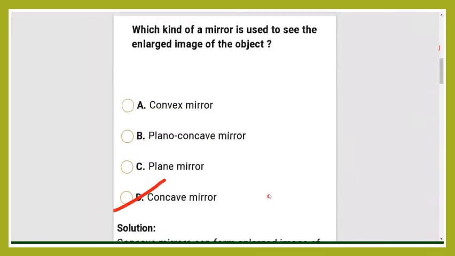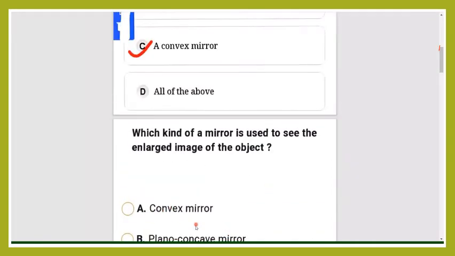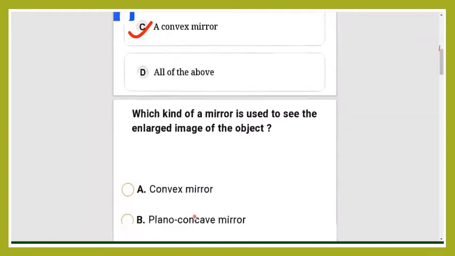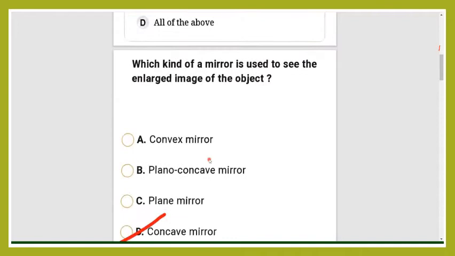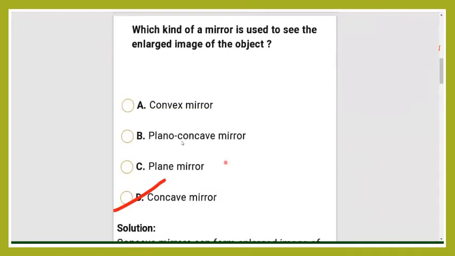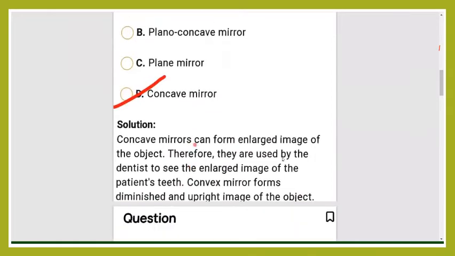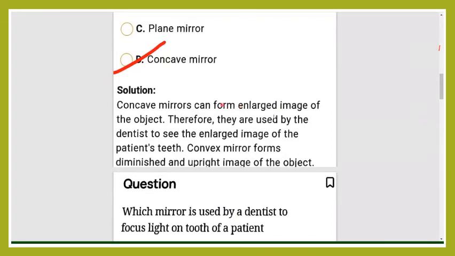So we know that convex mirror will never form an enlarged image. Convex mirror always forms a diminished or smaller than the object image. Then plane mirror forms same size image. Plano-concave mirror also does not form larger. A concave mirror is the one which forms enlarged image, and that is why, since concave mirrors form enlarged images of objects, they are used by dentists to see enlarged images of patients' teeth.